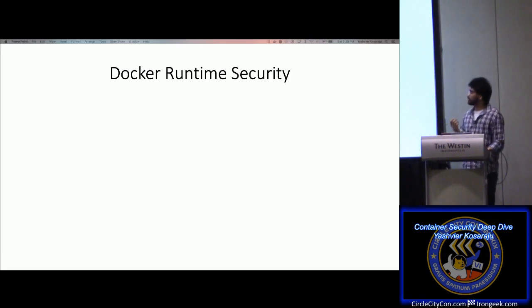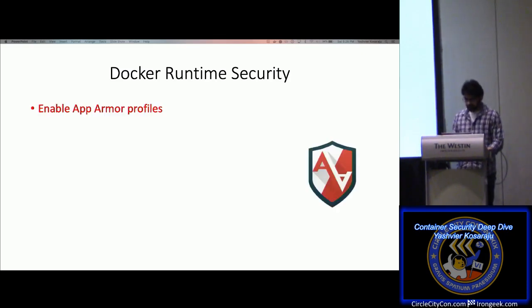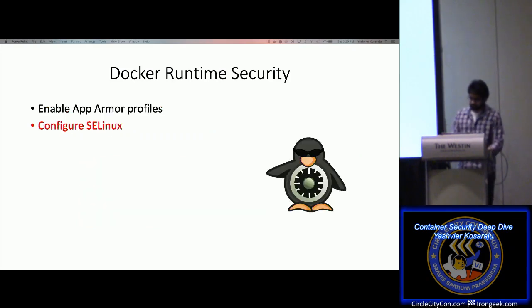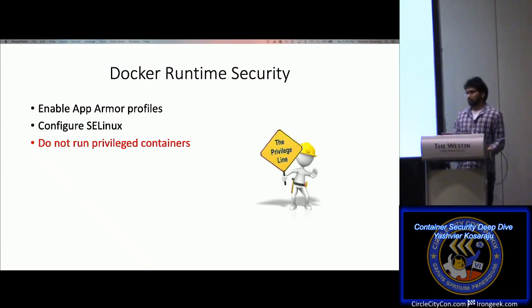Docker Runtime Security. The options that you enable in your Docker daemon apply to all the containers that the daemon runs, but there are individual options that you can tweak when the Docker run command is used. I want to talk about a few security options in here. You can enable AppArmor profiles. You can create your own AppArmor profiles, or you can use Docker's default profile as well. Bane is a good tool that helps you generate custom AppArmor profiles for containers.